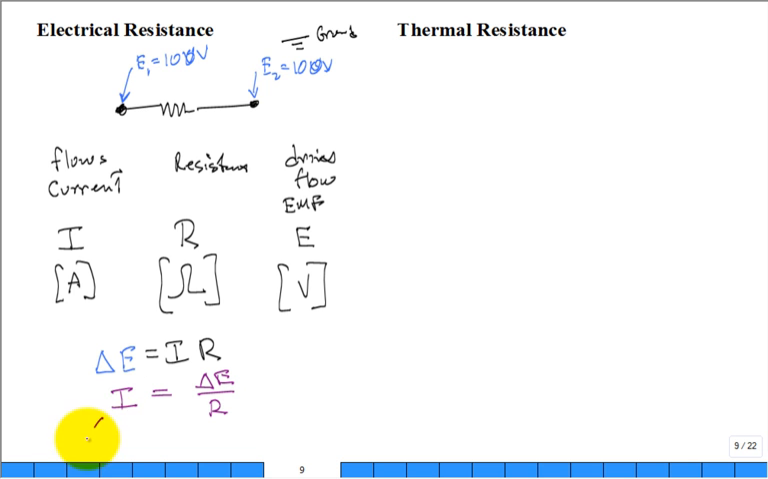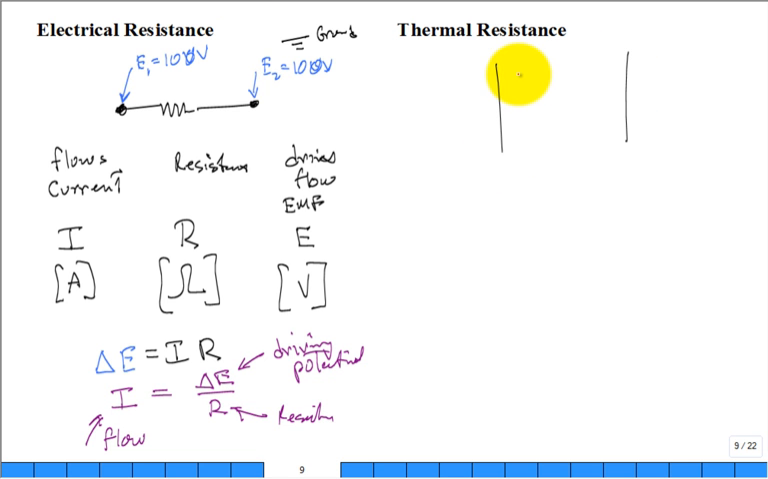What is I again? It's a flow. It's something flowing through. What is delta E? It's the driving difference in the potential. What is R? Resistance. So now we look over here at our slab problem, and we had T1 on one side, T2 on the other, and we had that the flow of heat Q was equal to T1 minus T2 divided by L over kA.